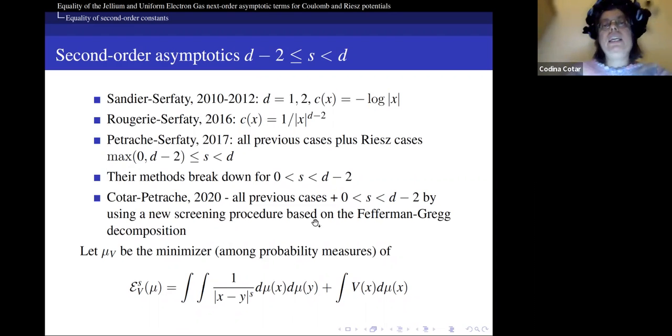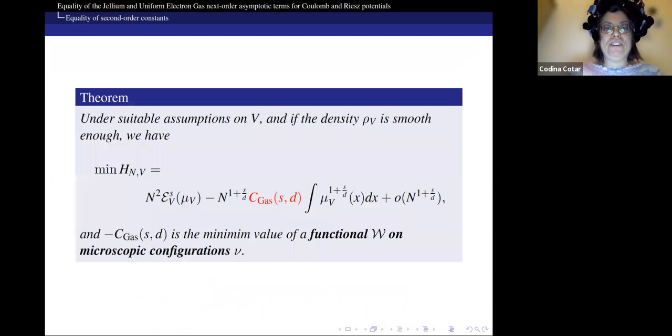And very recently in our papers, what we did, we are able to show, using our Pfeffermann grid decomposition, all the previous cases plus s between 0 and d minus 2. And basically, our approach is just the fact that we can turn a long range decomposition into a short range decomposition. There are a lot of technical details, so it's not as easy as I'm saying, but I am going to skip this for the talk.